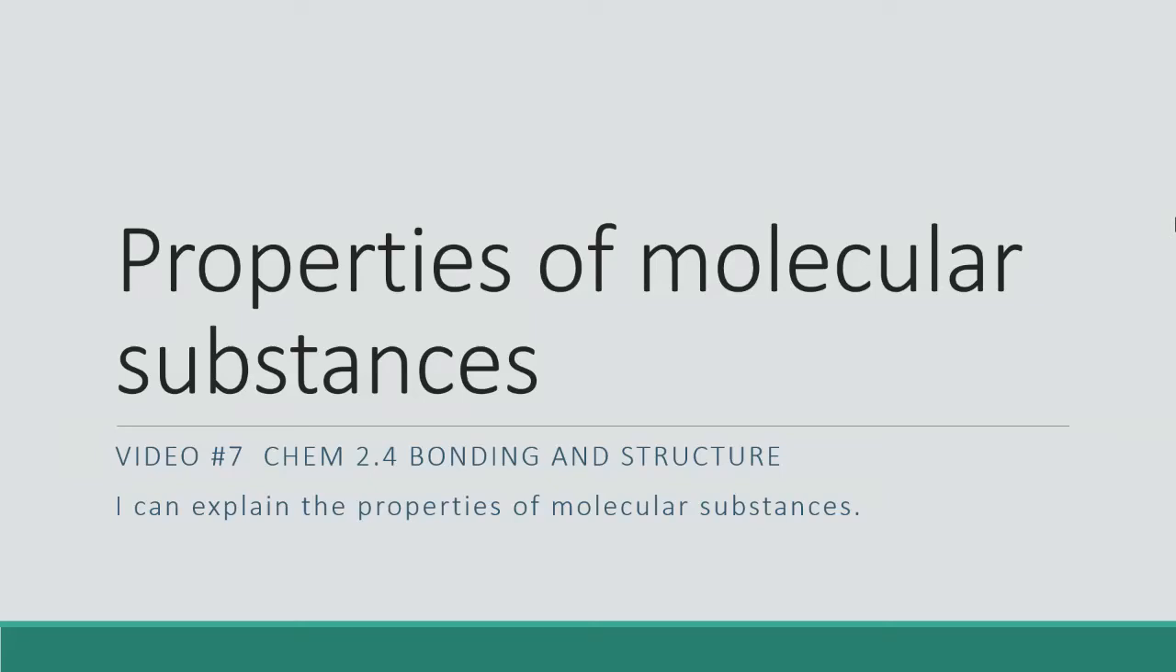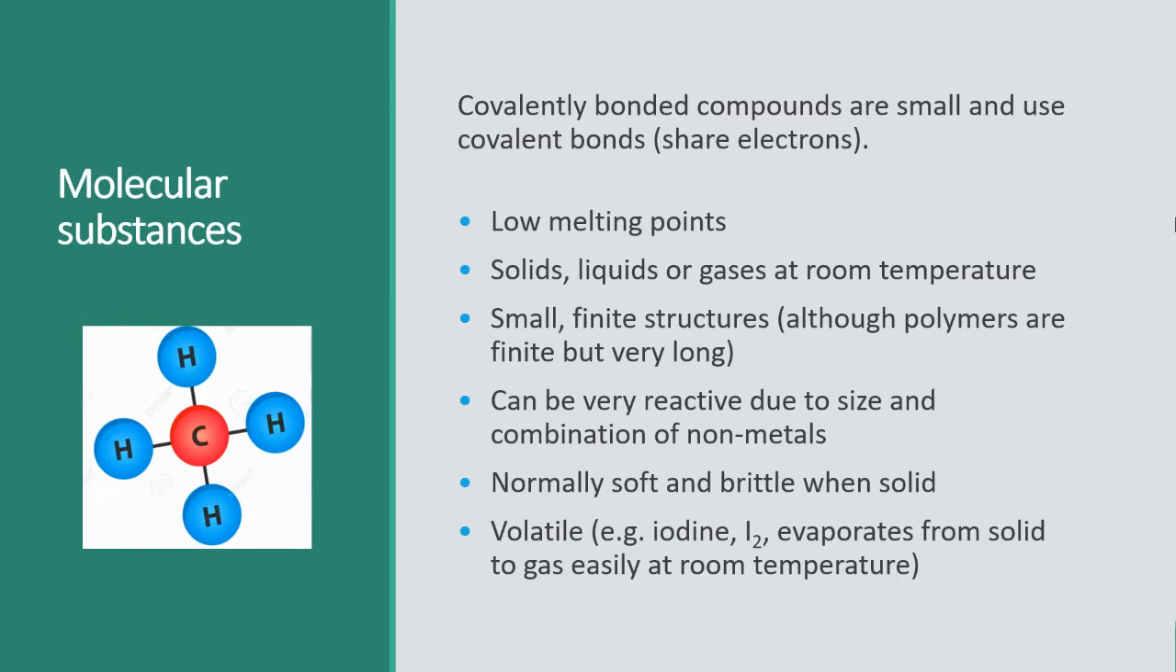Mrs. Goodson here, and this video is about properties of molecular substances. Molecular substances are made up of small molecules. The molecules themselves are held together with really strong covalent bonds, but between the molecules there are weak intermolecular forces holding the solid or liquid together. So the covalent compounds are small and use covalent bonds, and covalent bonds are the ones where they share electrons.